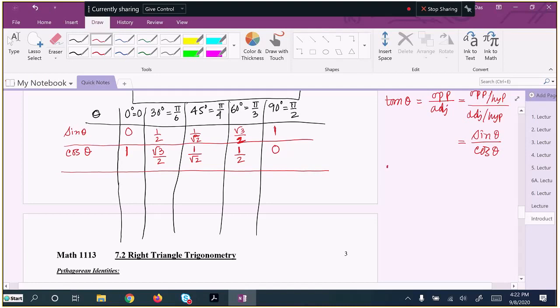Similarly, one can think about cotangent theta being 1 over tangent theta. That means a reciprocal of tangent theta. So I'm going to do the reciprocal of sine theta over cosine theta, and that will be cosine theta over sine theta.